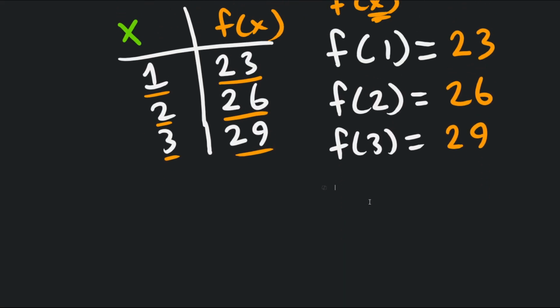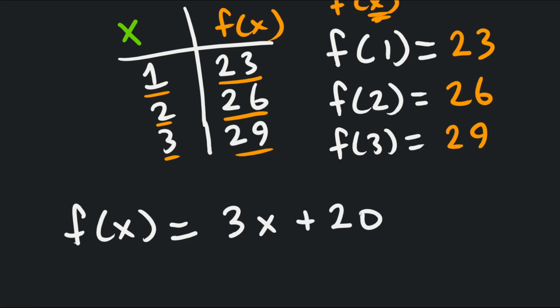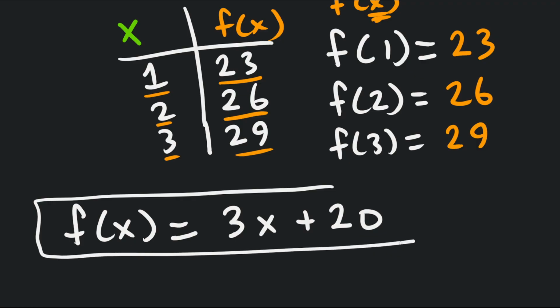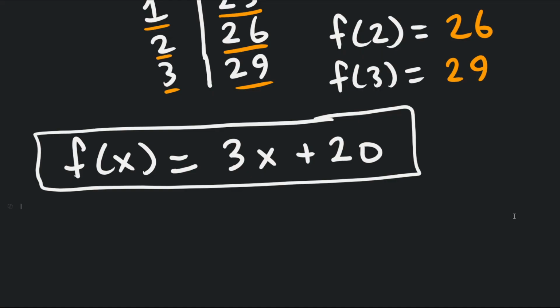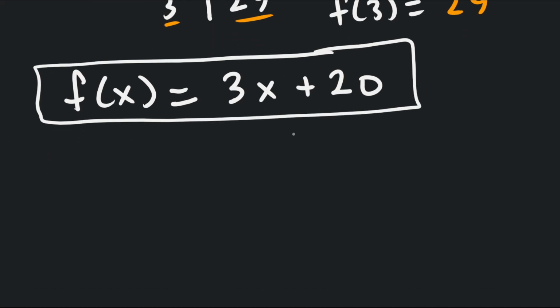Now, we can also represent this function in algebraic form as an equation. So let's write the equation for this function. F of x equals 3x plus 20. This is the equation for this function. So now how do we find f of 1? Let's find f of 1. So f of x equals 3x plus 20.